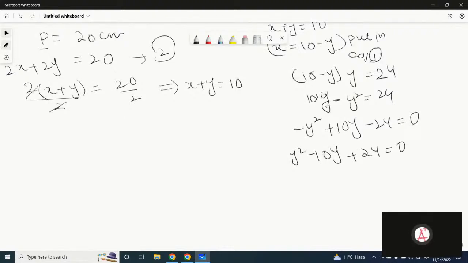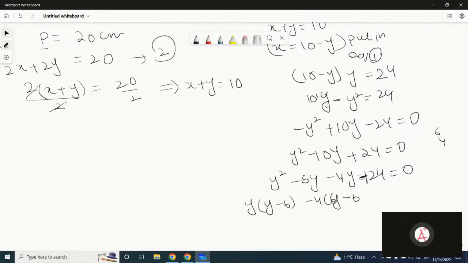You can solve this equation either using the quadratic equation formula, or you can factorize the equation. I'm going to factorize the equation. 6 times 4 is 24. It would be then y square minus 6y minus 4y plus 24 equals 0. Y common, you are left with y minus 6; minus 4 common, you are left with y minus 6.